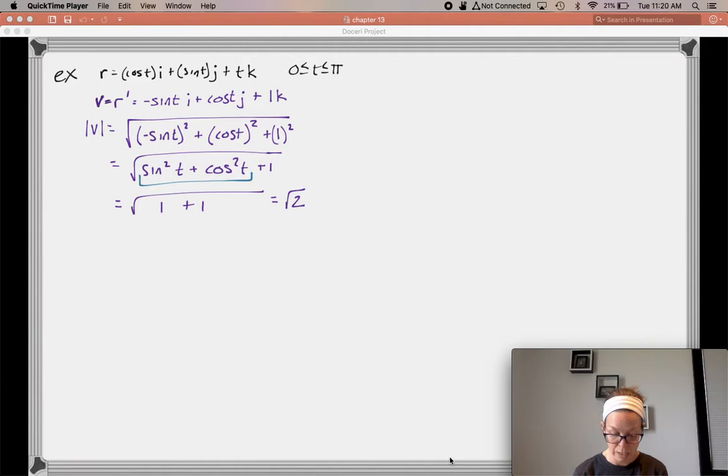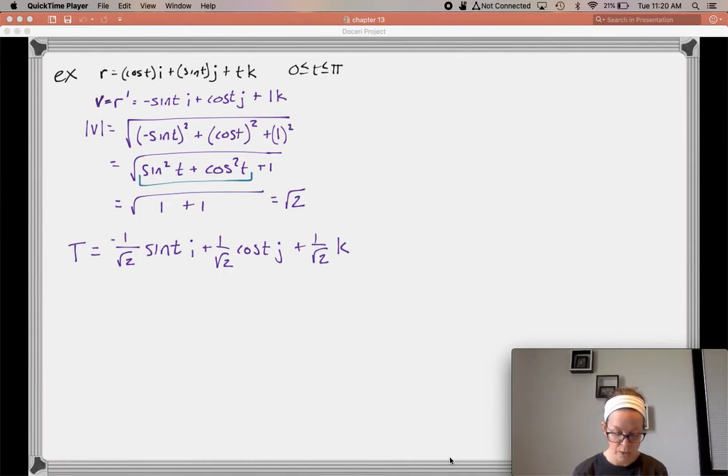So then that unit tangent vector is the velocity vector divided by the magnitude of velocity. So negative 1 over root 2 sine of t i. Take that, the v vector, and divide by a square root of 2. Plus 1 divided by the square root of 2, cosine of t j, plus 1 divided by a square root of 2, k. So that'd be our unit tangent vector.